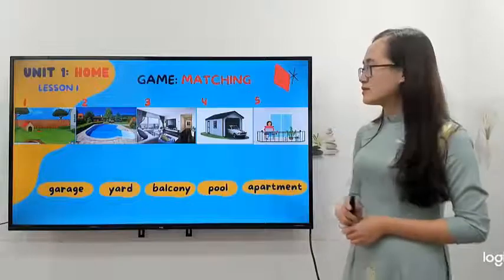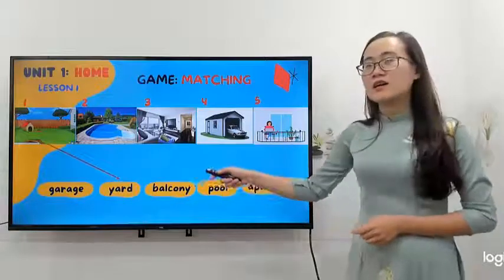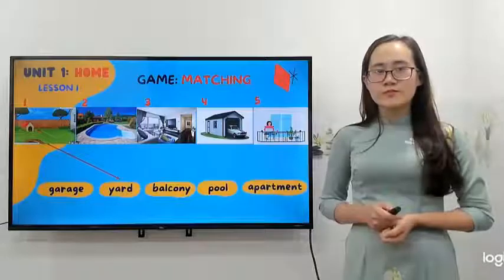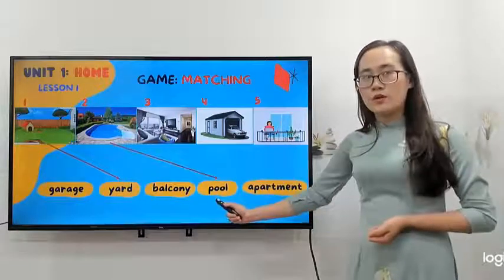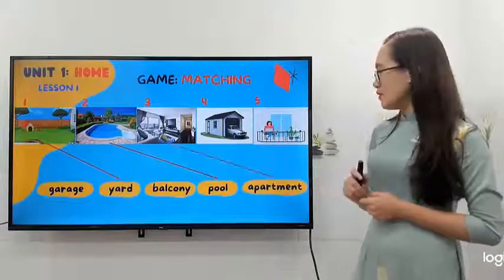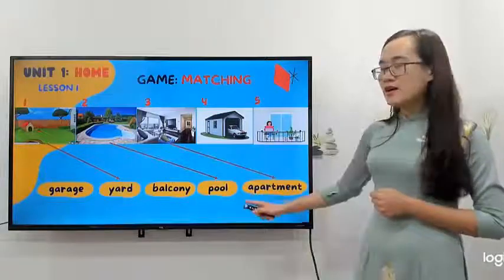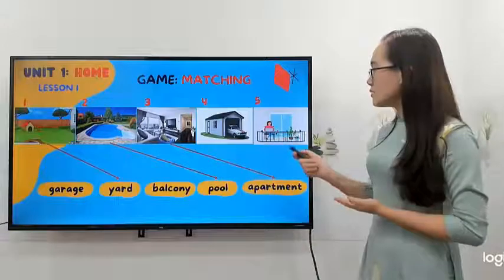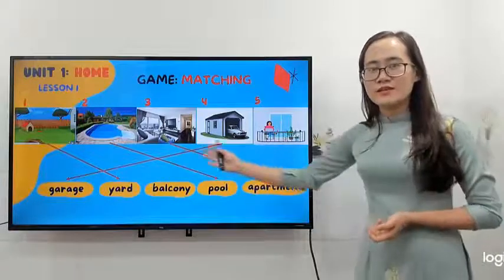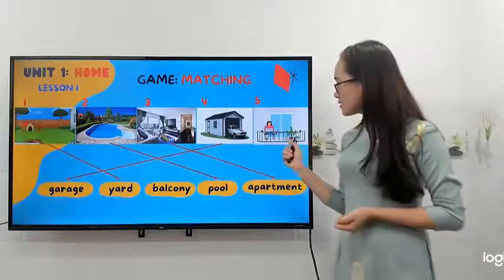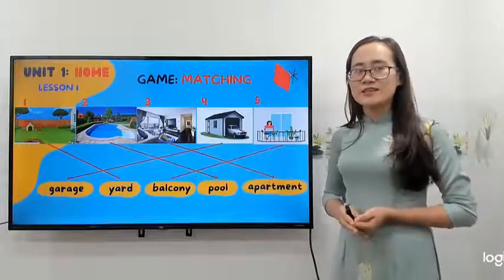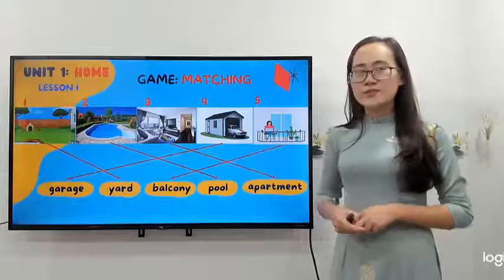Now, what is number 1? Let's see. Number 1 is a yard. Yard. And what is number 2? Number 2 is a pool. Pool. Good job. What is number 3, class? Number 3 is apartment. Apartment. And what is number 4? This is a garage. A garage. And the last one, of course, this is the balcony. Balcony. Okay, so let's check your answer. Các bạn hãy cùng kiểm tra đáp án nào.